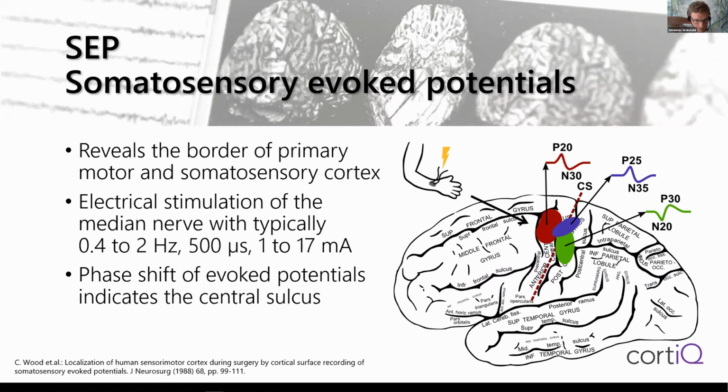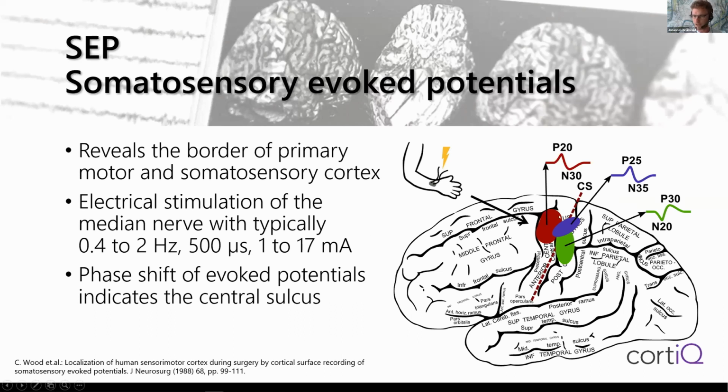Okay, and then also very important, especially during surgery, is somatosensory evoked potentials, SEP. What we can do here is reveal the functional border between primary motor and somatosensory cortex, which is also known as the central sulcus. When we are stimulating the median nerve, right at the wrist, with a frequency of 0.4 to 2 hertz, 500 microseconds pulse width, and 1 to 17 milliamps, depending on whether we are stimming invasively or not invasively, we can also record the evoked potentials on the cortex.